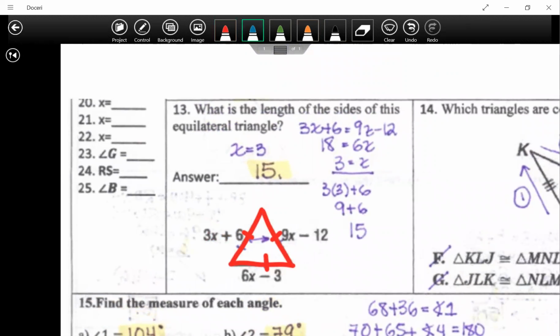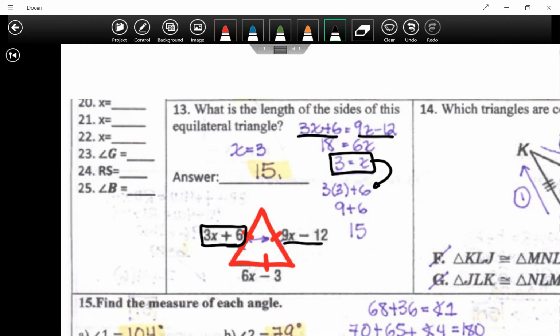For my problem here, I did the side 2, so 3x plus 6 and 9x minus 12, and I set them equal to each other. When you solve this out, you're going to get x is equal to 3, but that's not what it's asking for. It's asking us for any of the side lengths. So I plugged in to my first, 3x plus 6, to get 15. You can do it to any of them. 3 times 9 is 27. 27 minus 12 is 15. 3 times 6 is 18. 18 minus 3 is 15. 3 times 3 is 9, plus 6 is 15. So no matter where you plug it in at, you're going to get the same value.